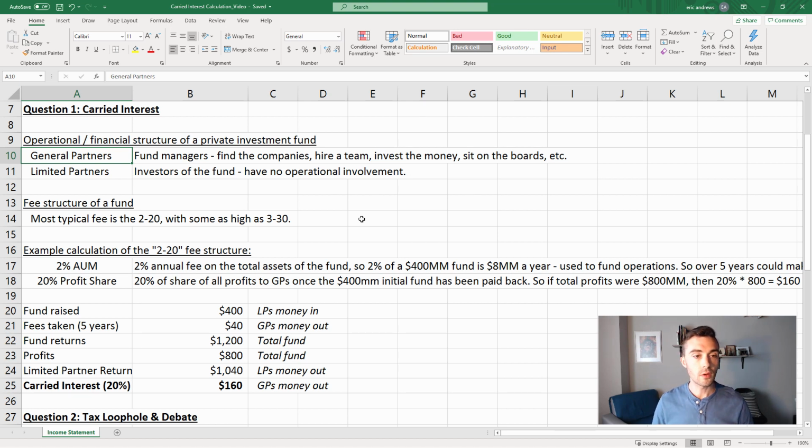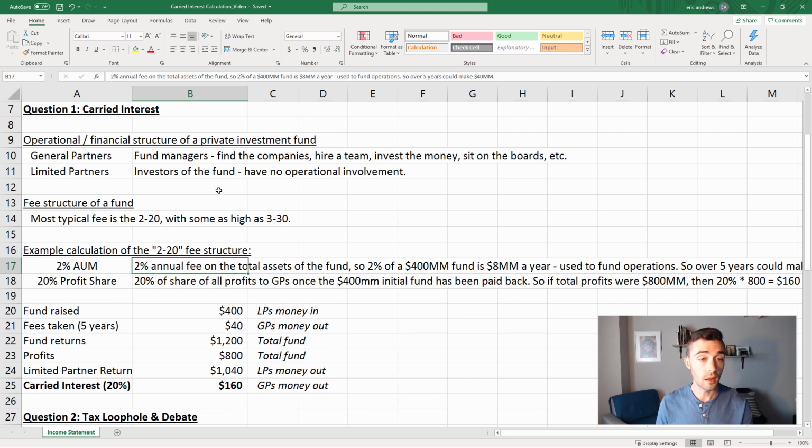The typical fee structure of a fund, and this is the fee that the general partners charge the limited partners to invest their money, is something called a 2 and 20. Sometimes the fees go as high as 3 and 30. The 2 is an annual fee on the assets under management of the entire fund. So if the GPs raise a $400 million venture fund, they ask the limited partners for a 2% fee each year. 2% of 400 million is 8 million to fund the operations of the fund, to pay their own salaries, the rent, all their staff, etc. So the GPs are basically collecting $8 million every year from the LPs.